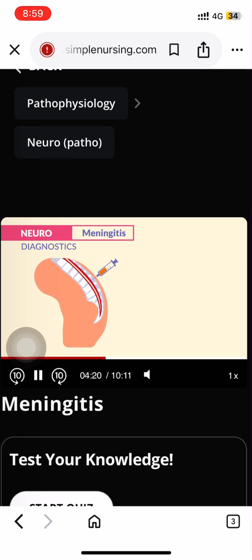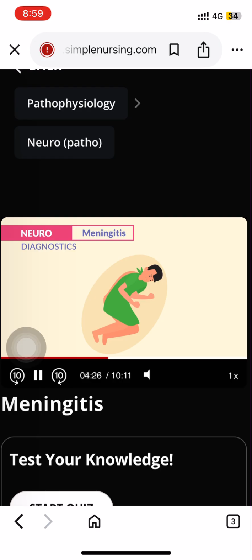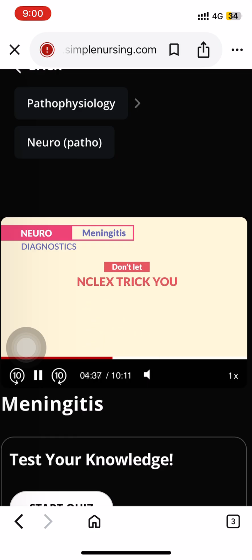Now, as far as nursing care for an LP, before the LP, we tell clients to empty their bladder. During the LP, we have the client round their back by simply putting their knees to their chest like a cannonball position, or over a bedside table to round that back. Now, don't let the NCLEX trick you here. Clients will never be prone or basically on their stomach. They'll always have a round back.